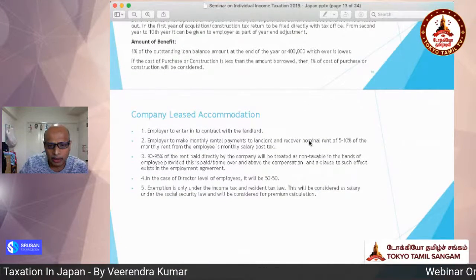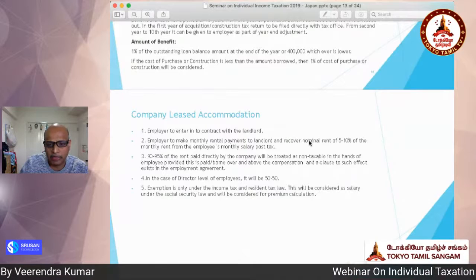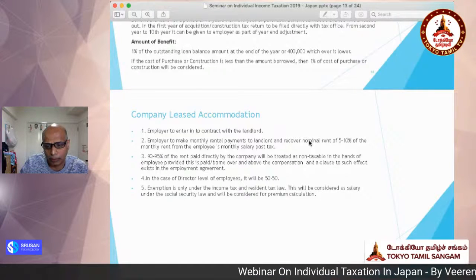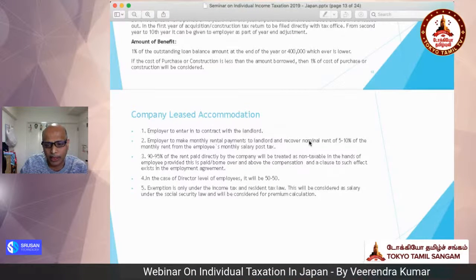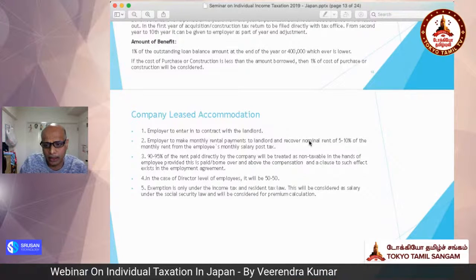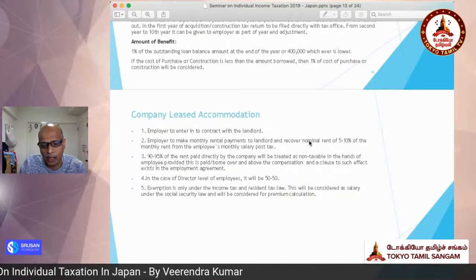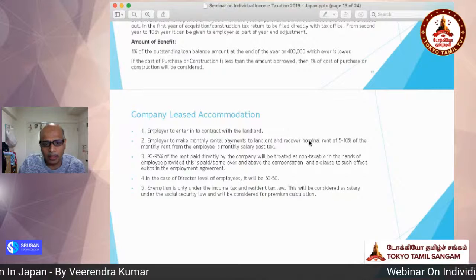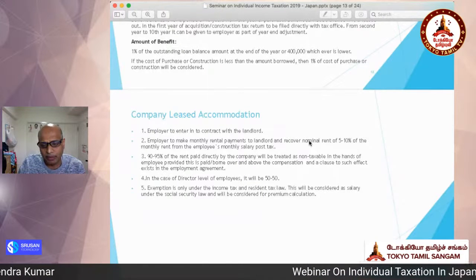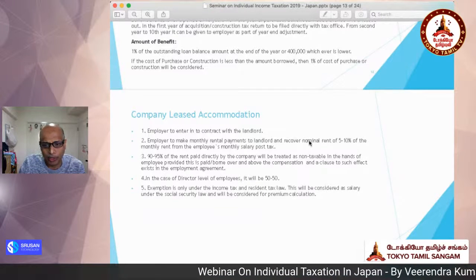Some people may be aware there's a concept called company leased accommodation, wherein your employer makes a contract with the landlord and pays the rent, and recovers some nominal amount from your salary. That basically is a tax saving measure which some companies do.